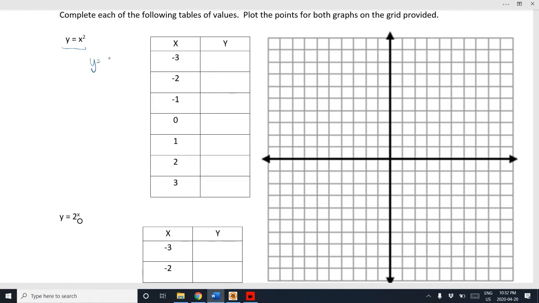y equals negative 3 squared. And negative 3 times negative 3, well, that's just positive 9. Negative 2 squared, that's 4. Negative 1 squared, that's 1. 0 squared, that's 0. 1 squared, that's 1. 2 squared is 4. And 3 squared is 9. So let's plot these points on our grid.